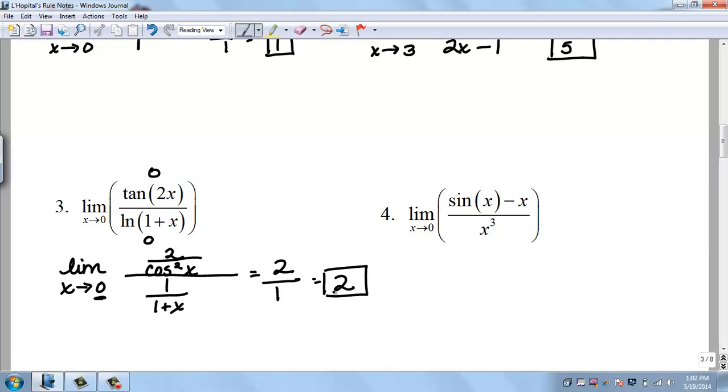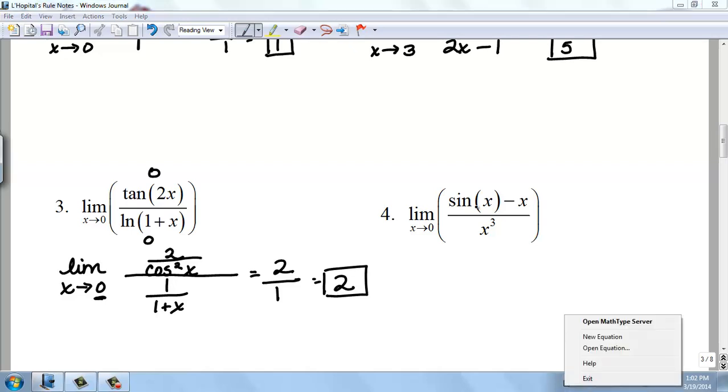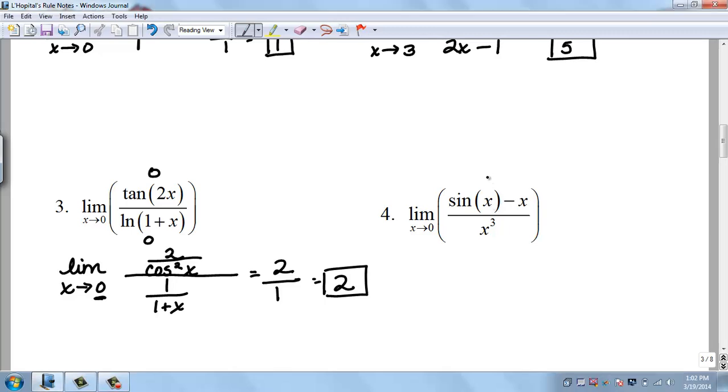Okay? Now let's try this one here. I have the limit as x approaches 0. I'm going to put a 0 in here to see. Sine of 0 is 0 minus 0 over 0, so everything's 0 over 0. Please make sure you show that. So let's try L'Hopital's rule.